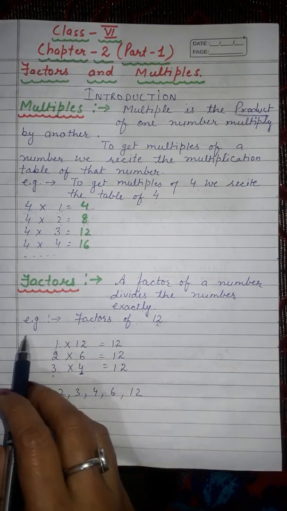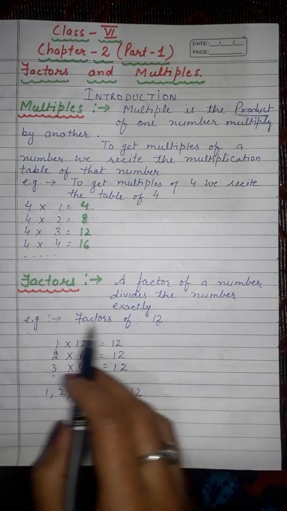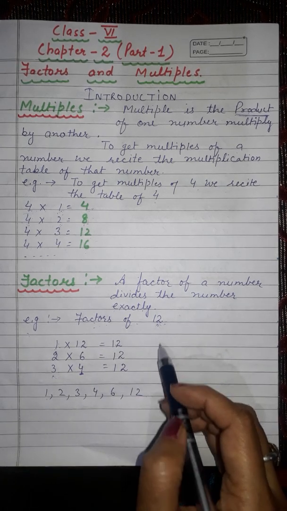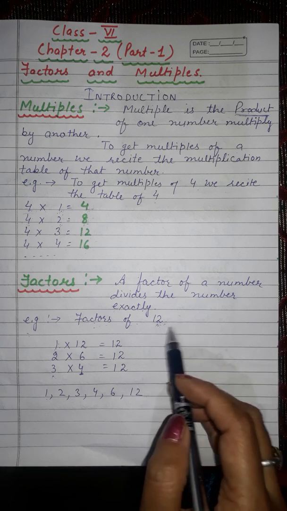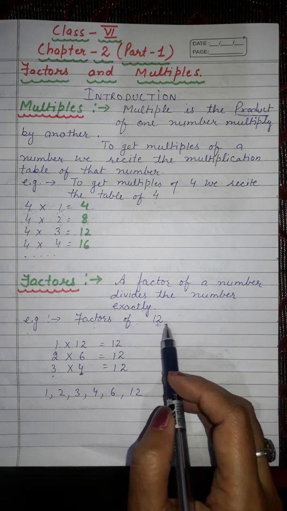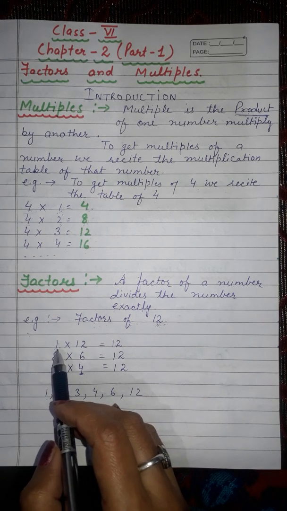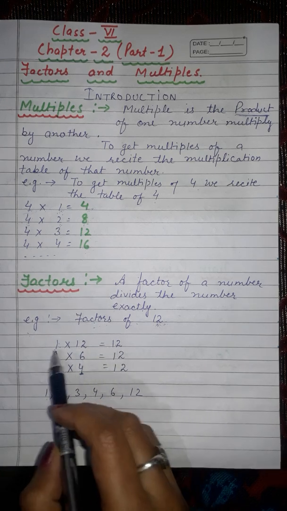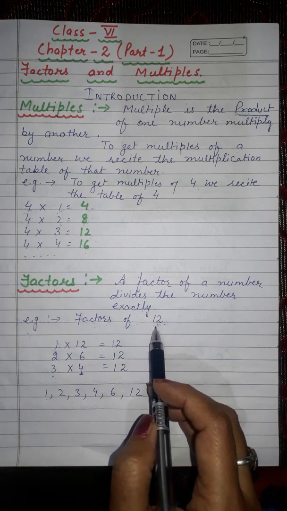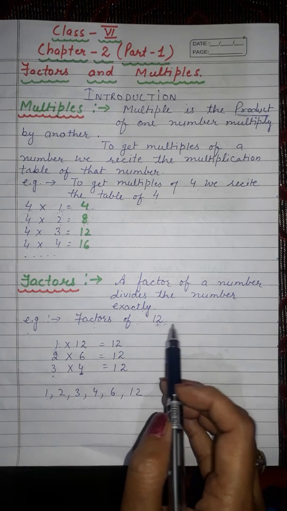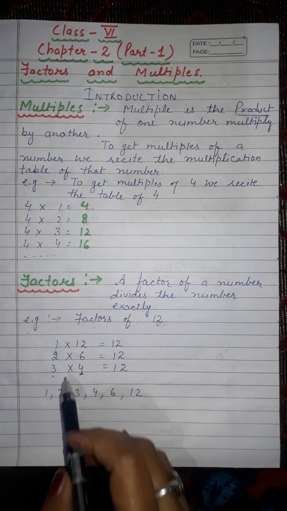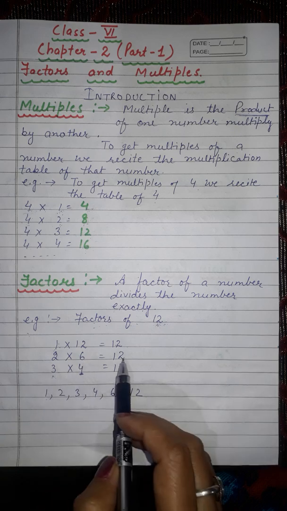So here I have taken an example. If you want to find the factors of 12, you just look at which numbers can divide 12 exactly. So let me start from 1. Can 1 divide 12? Yes, 1 can divide 12. So 1 twelve is 12. Next number is 2. Can 2 divide 12 exactly? Yes. 2 multiplied by 6 is equal to 12, or 6 times 2 makes 12.